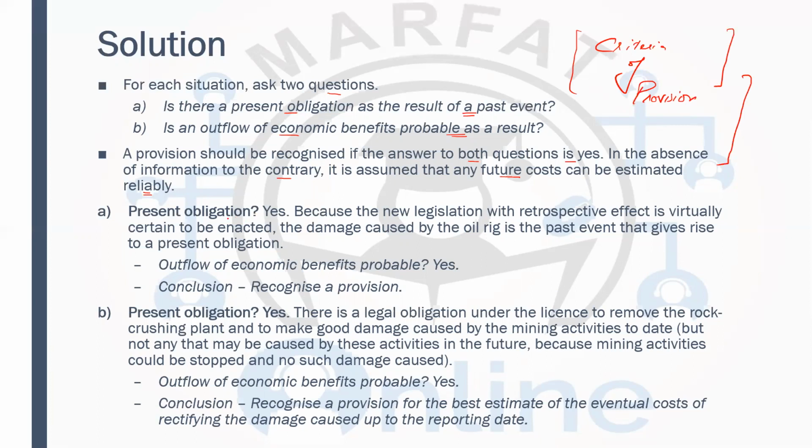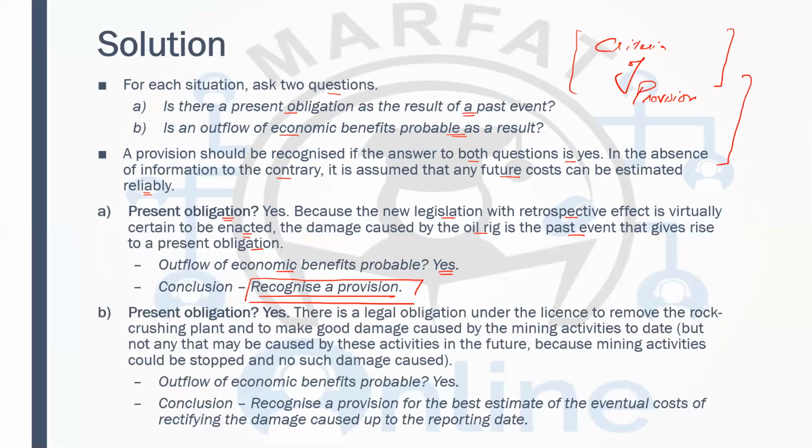In the A part, is there any present obligation? Yes, because the new legislation with retrospective effect is virtually certain to be enacted. That means more than 95% there are chances that the law is coming and that will affect even the current and the previous contracts. The damage caused by the oil rig is the past event that gives rise to a present obligation. Outflow of economic benefit, yes, because you have to fix it. So conclusion, record a provision because there was a virtual certainty that the law is coming and that it has a retrospective effect as well.